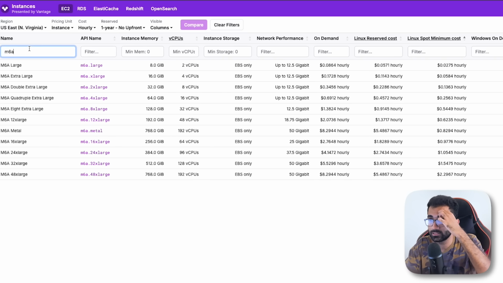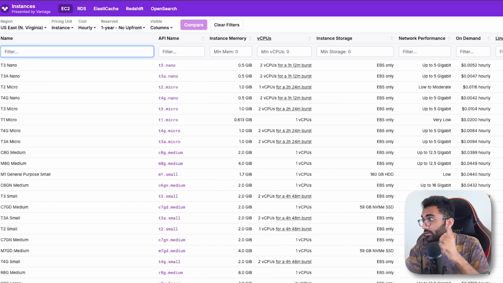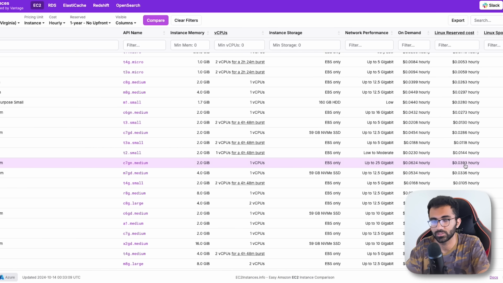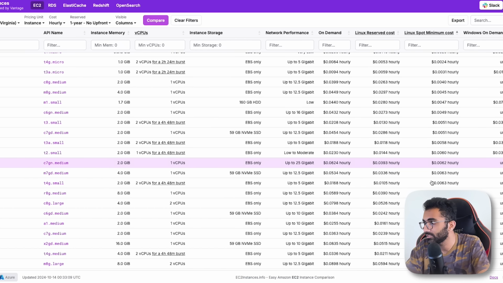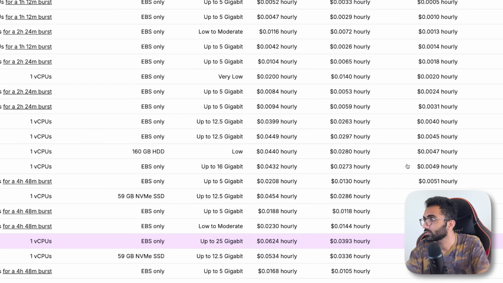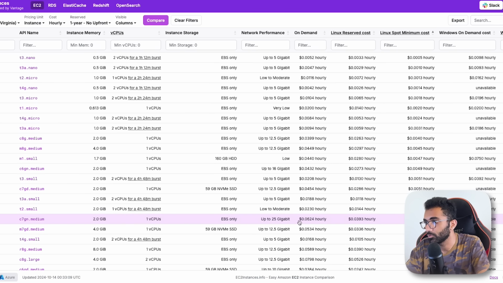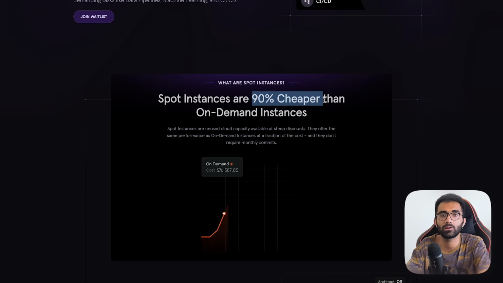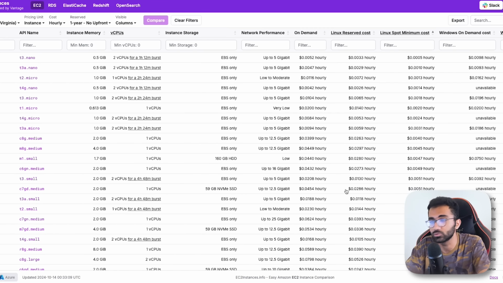But let's say if I remove this filter and go for a spot cost filter, for this specific instance, for example, just giving you another example of C7G medium, right? 2 GB RAM, 1 vCPU, the hourly cost on demand, like if you buy it as a customer, is 0.0624, and a spot instance costs 0.0062. So it's 10 times lower, which it also claims, 90% cheaper than on-demand instances. So why would you not use something like this, right?